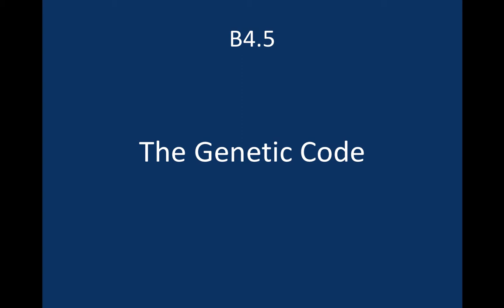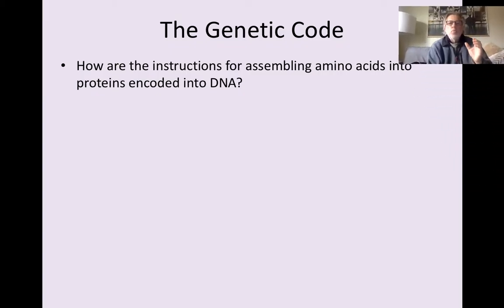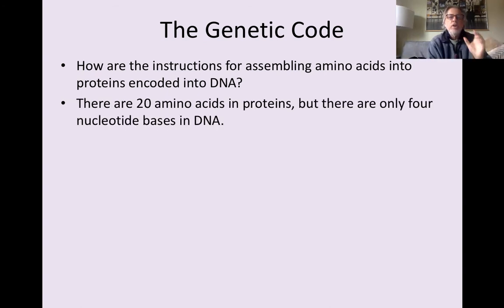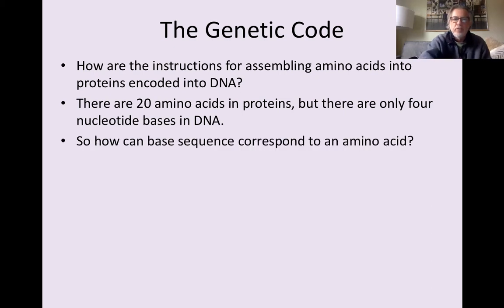Hello, everybody. Now that you know what transcription and translation are, I want to talk to you about the genetic code. The question we have at this point is, how are the instructions for assembling a chain of amino acids encoded in the DNA? We know that there are 20 different amino acids in proteins, but there are only 4 nucleotide bases. So how can these 4 bases be used to represent 20 different amino acids?